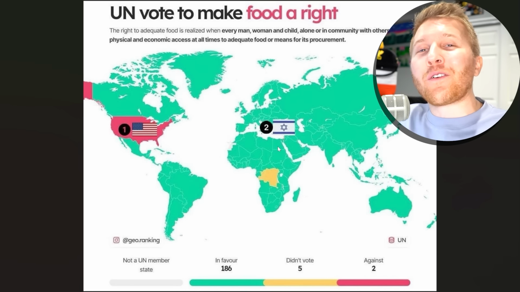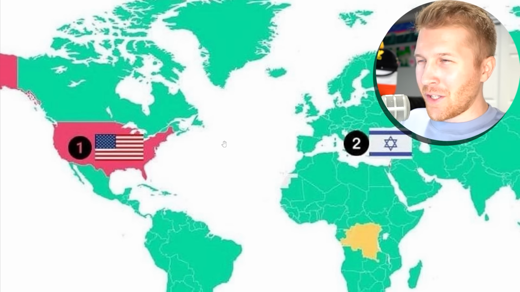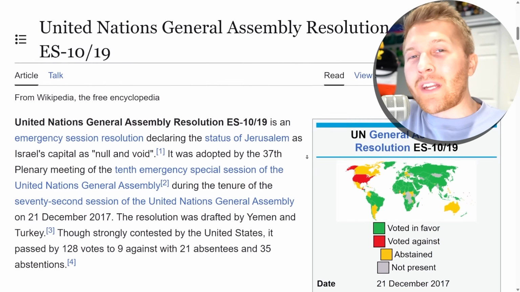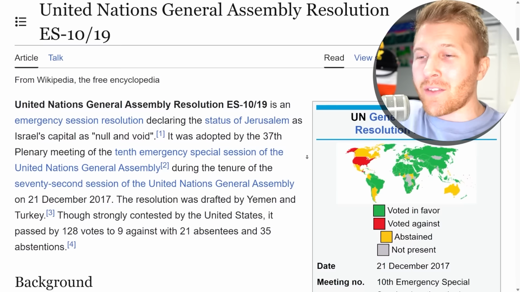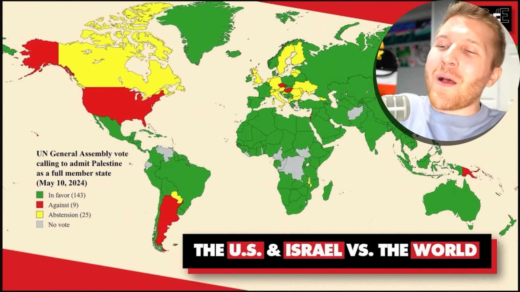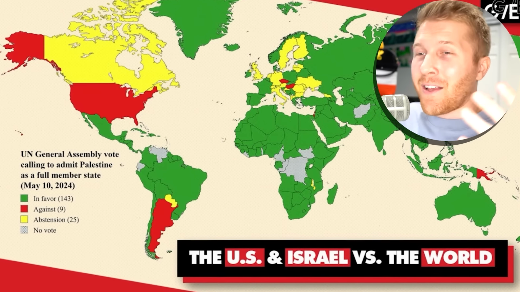The most popular real-life example of this is when the UN voted to make food a right. This is the map that usually gets thrown around all over the internet. Now, of course, there are examples of other countries sometimes joining in on the team. It's not just the US and Israel, but a lot of the times you will see those two places vote together. But this especially happens with any United Nations vote that has to do with, well, recognition of Palestine, obviously.